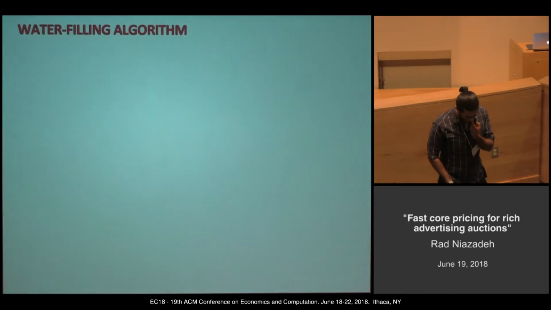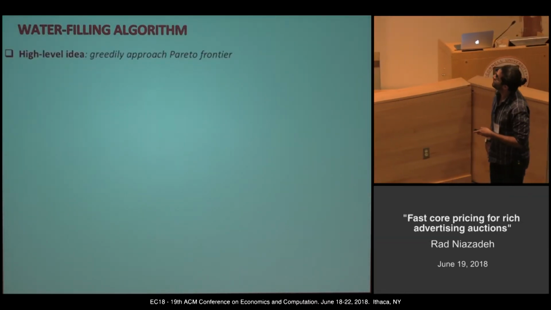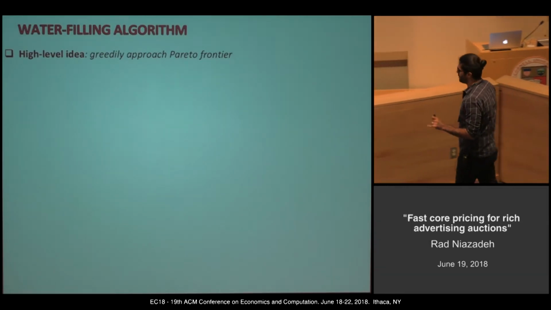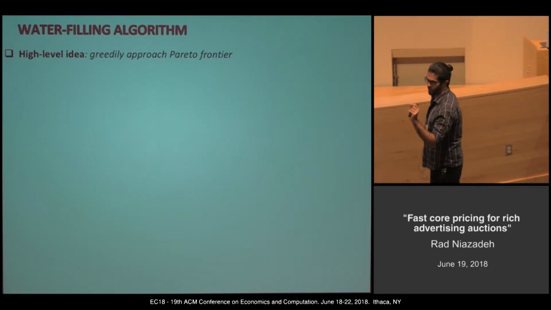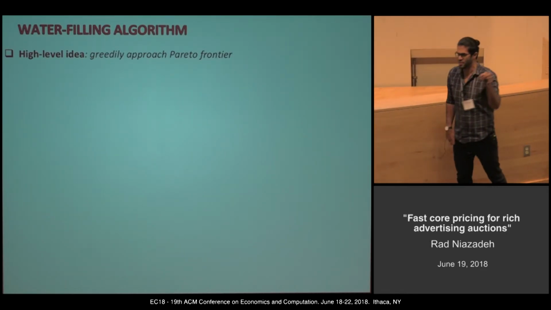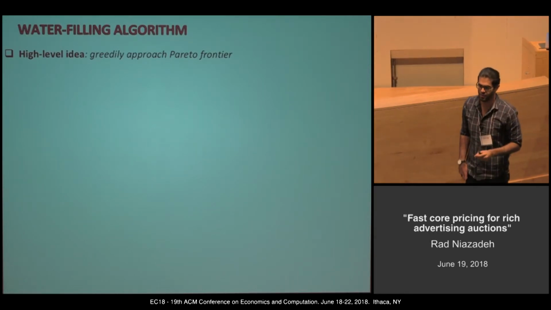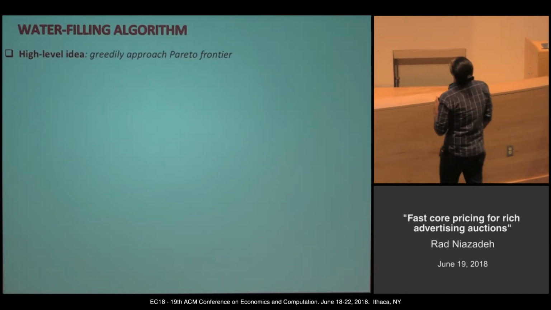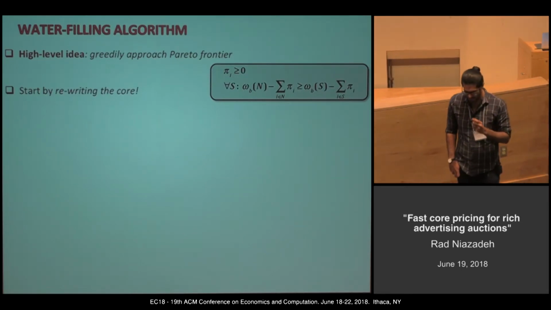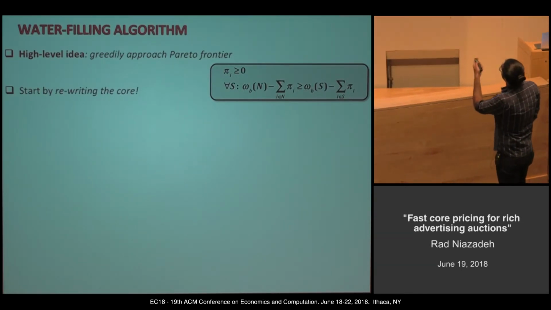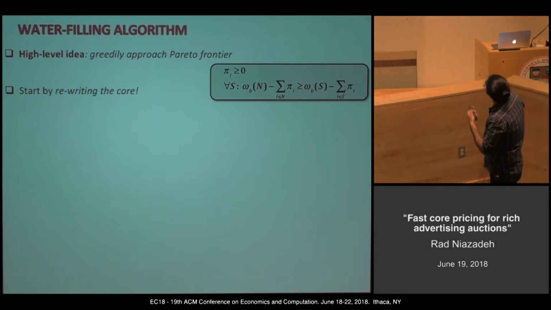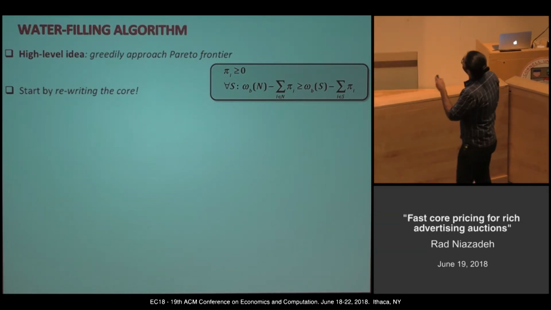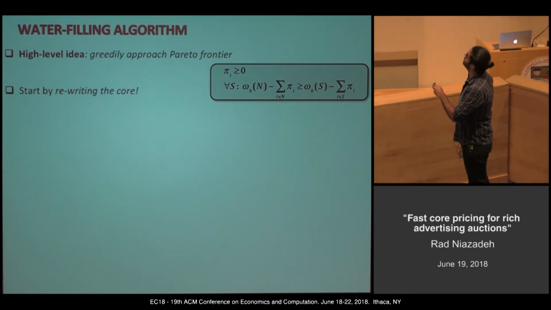So here is my water filling algorithm. The high-level idea is that we have this polytope, and the first price auction is in the core, basically all zero utilities. So we want to greedily approach the Pareto frontier of the core while staying in the polytope. That's essentially the idea. To see how to do that, let's rewrite the core. Believe me, this is another way of writing the set of linear inequalities from the previous slide. If you stare at this for a second, you realize the right-hand side is the only part that depends on the set S.